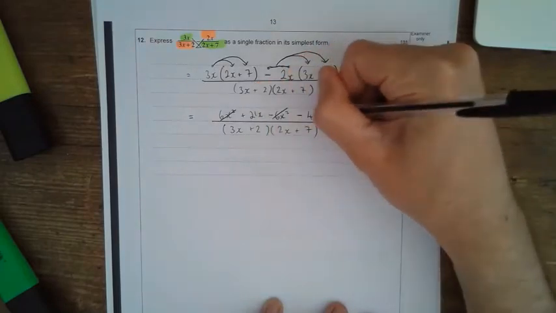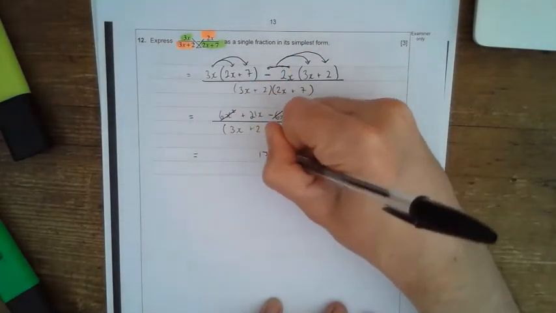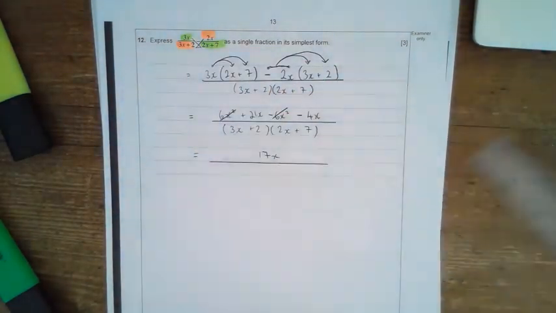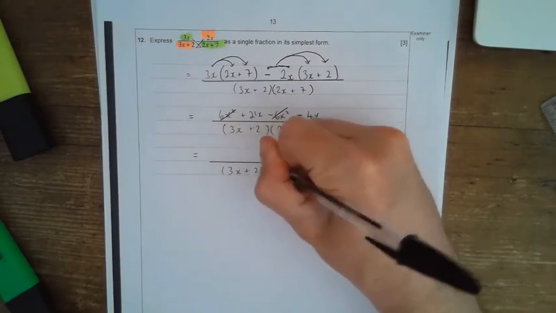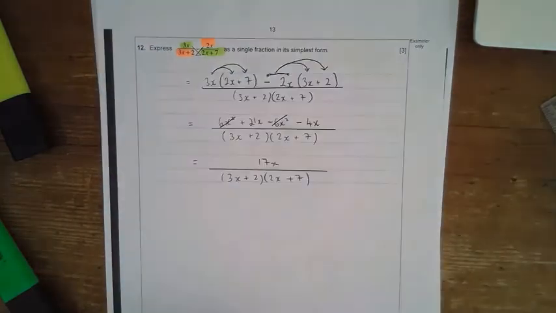So you've got plus 21x, take away 4x. So that would simplify down to 17x as the numerator. And it would then still be 3x plus 2 and then 2x plus 7 there.